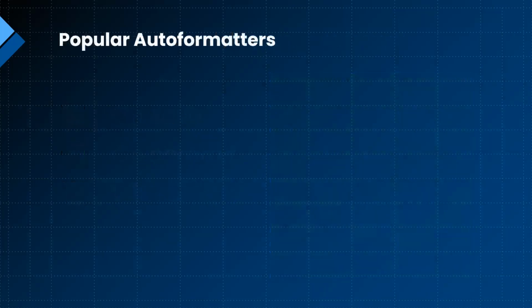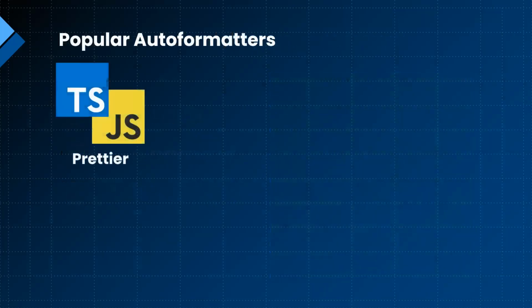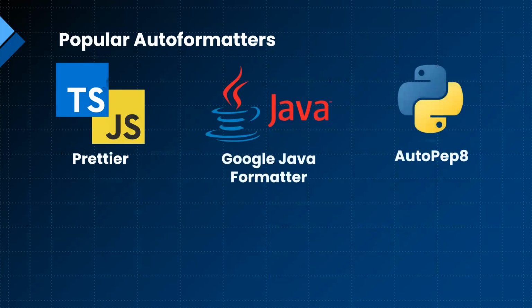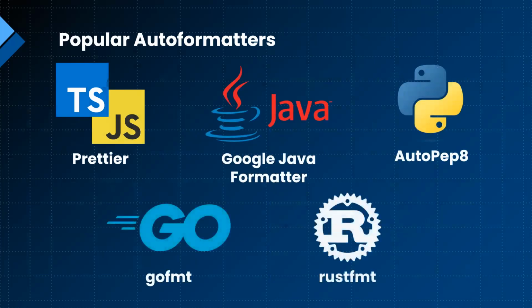And they have a lot of different ones for different languages. The most popular one is Prettier, which is used for TypeScript and JavaScript. There's also Google Java Formatter, AutoPep8 for Python, Go Format for Go, and predictably Rust Format for Rust.